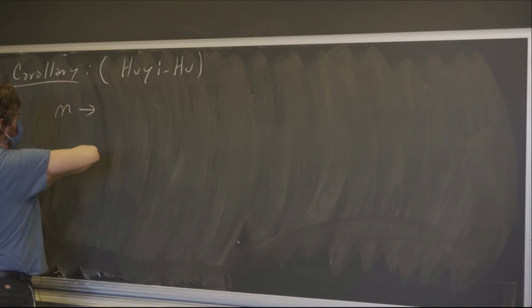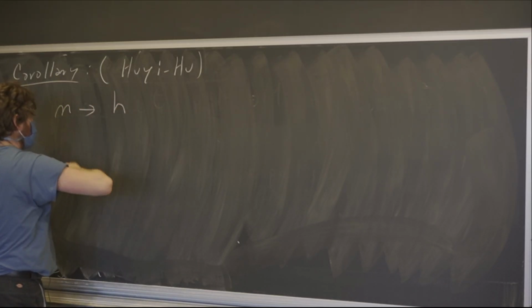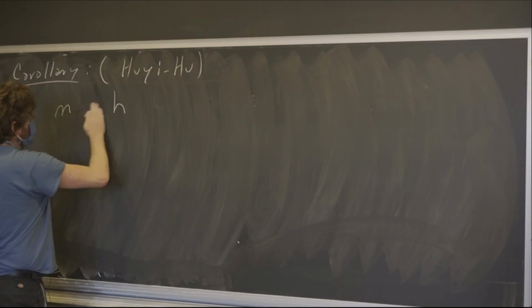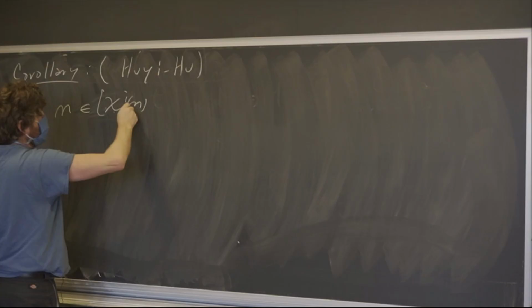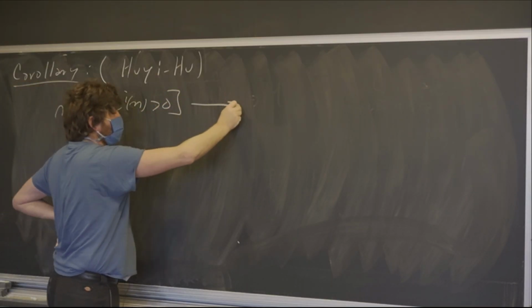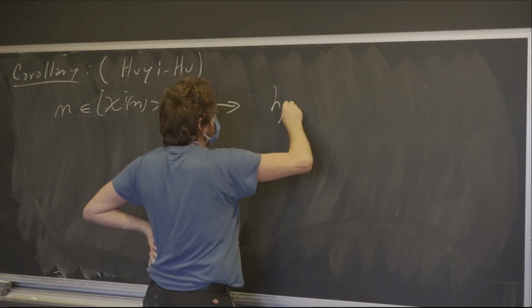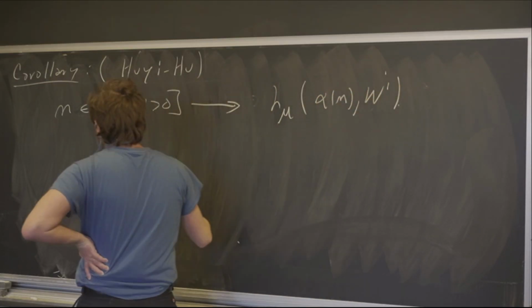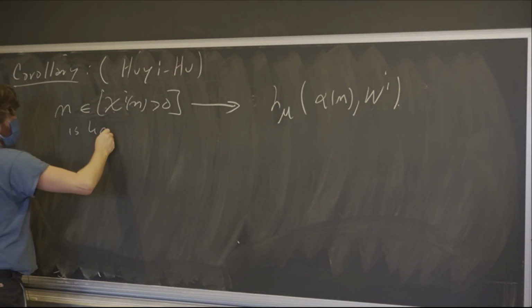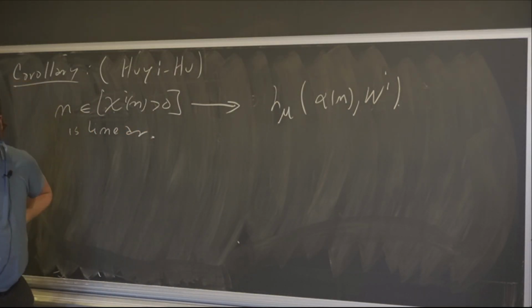Is that n into h mu alpha n, okay, n belonging to this subspace into h mu alpha n, wi is linear. Okay, and the reason is the same proof as with Hu-Ledrappier-Young.